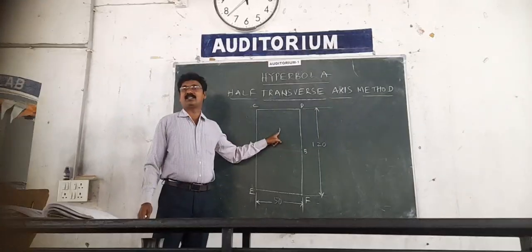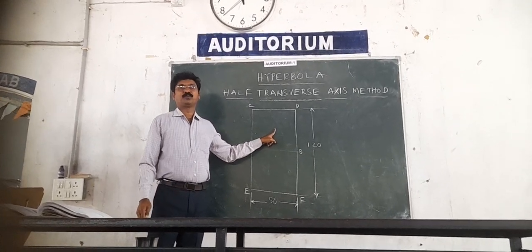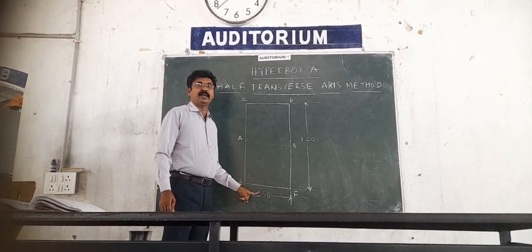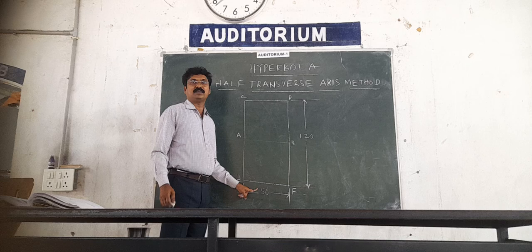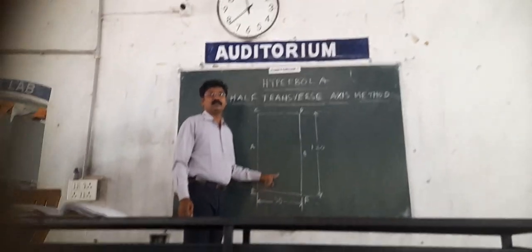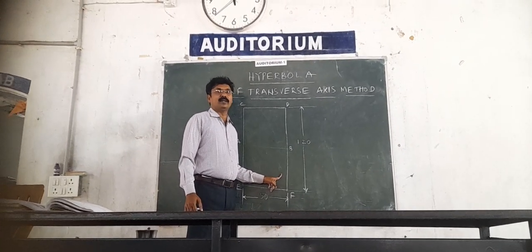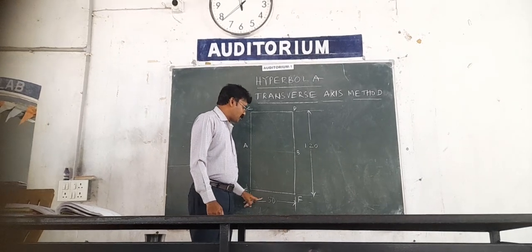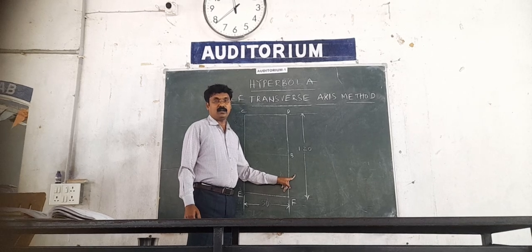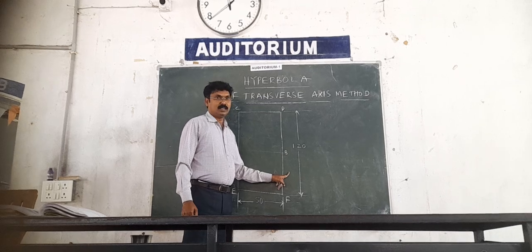Half transverse axis means you will get only one hyperbola. Here it is given x coordinates, that is 50 mm, which is called the abscissa. Okay, the double ordinate which is given to you is known as the y coordinate. X coordinate is abscissa, it is 50 mm. Y coordinate is the double ordinate, 120 mm.